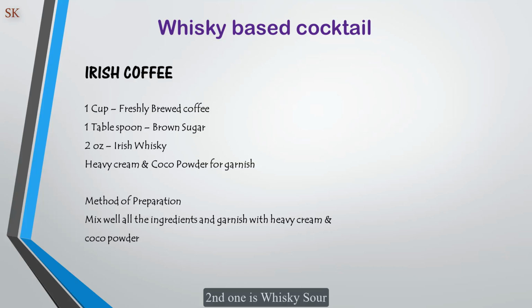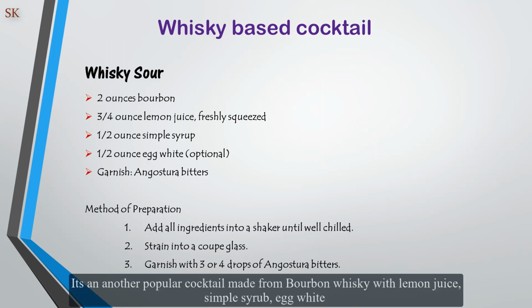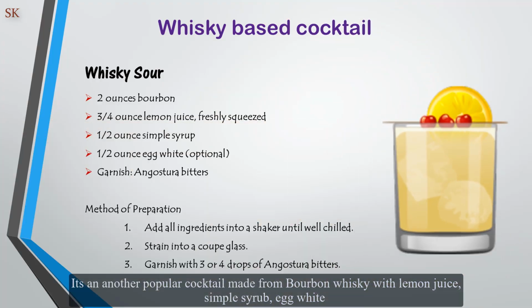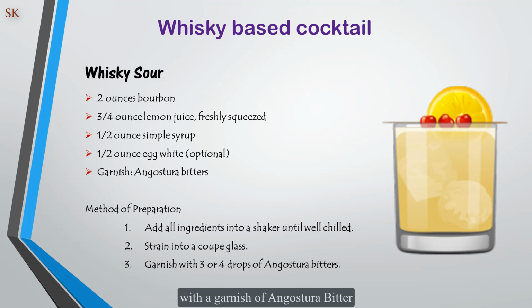Second one is whiskey sour. It is another popular cocktail made from bourbon whiskey with lemon juice, sugar syrup, and egg white. Shake all ingredients together in a shaker and serve in a coupe glass with a garnish of Angostura bitters.